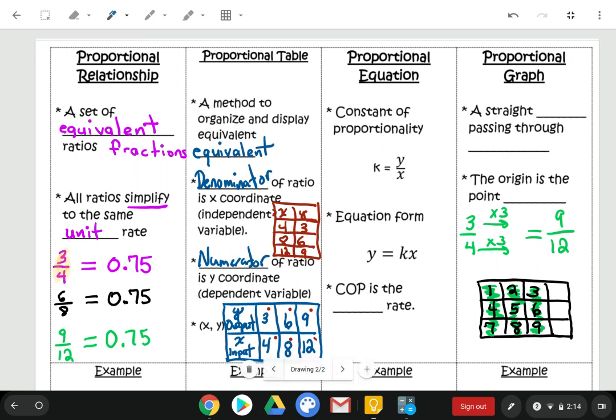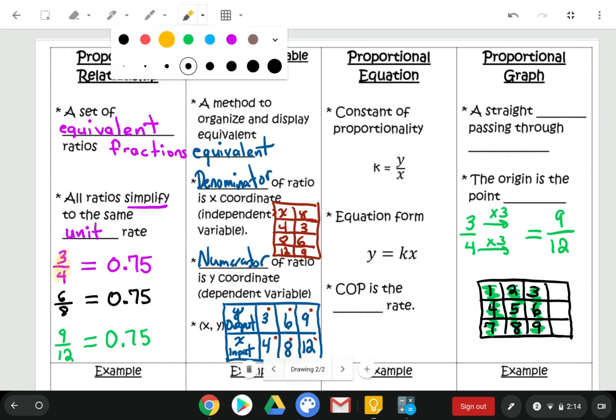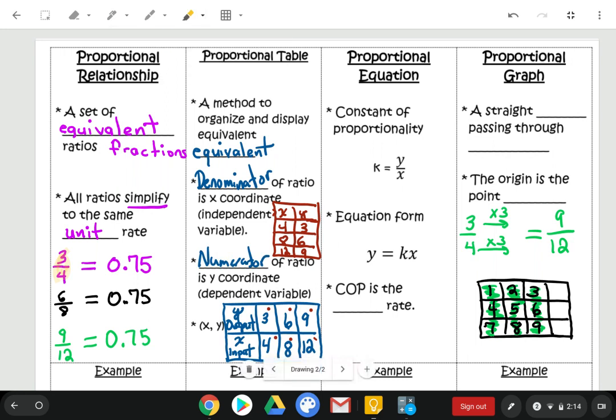All right, moving on. The next thing we're going to talk about is constant of proportionality. Now, guys, I'm just going to be straight up honest with you. This whole constant of proportionality will not make 100% sense right now. But give me a few days, and hopefully it will help. Hopefully we'll understand more.